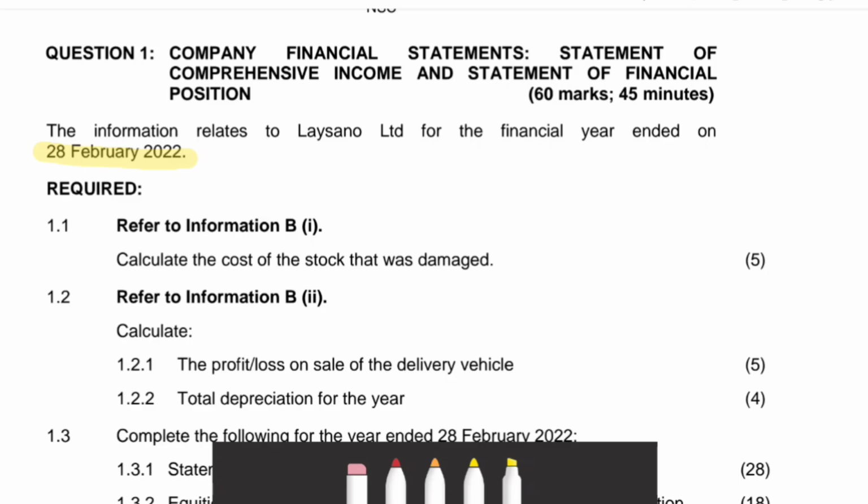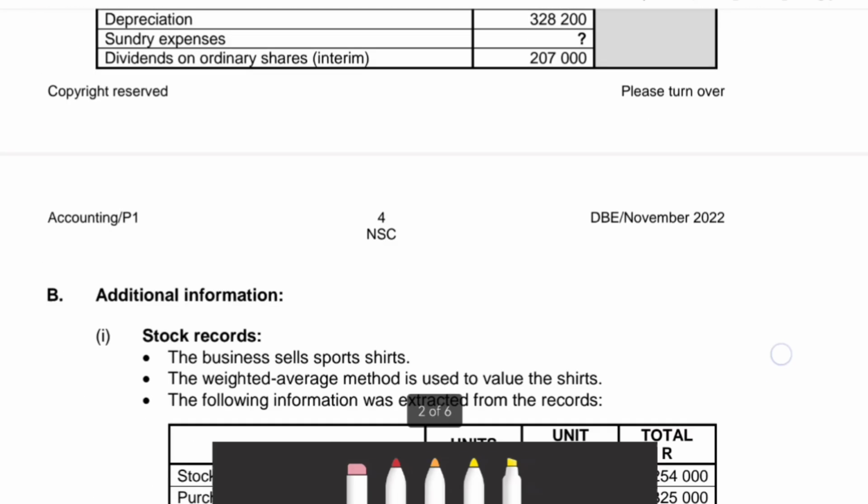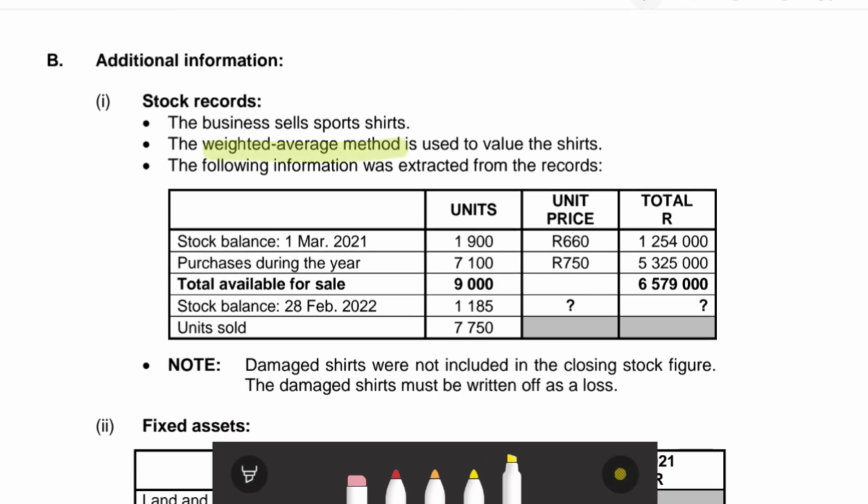Okay? So for the first question, we are required to calculate the cost of the stock that was damaged. And we are told that we'll find this information if we go to information B. So there we have it. If we look at the information that we have, we started off with an opening balance of 1,900 sports t-shirts. And we had purchased all these 1,900 t-shirts at 660 per shirt. And the total of that was 1,254,000. We made further purchases of 7,100 units.